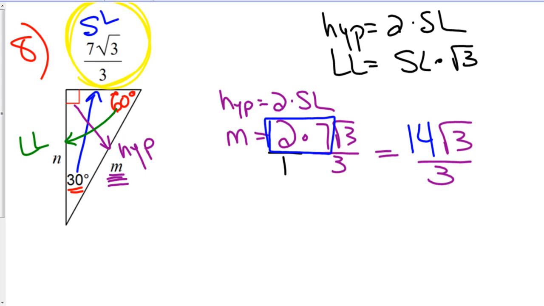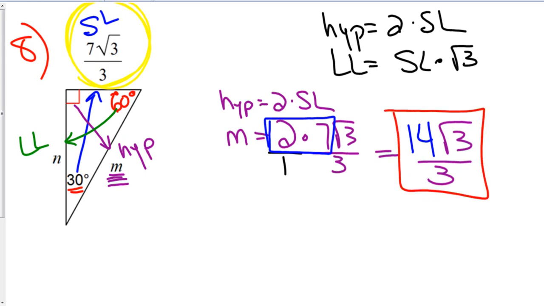If I was able to reduce the 14 and the 3, if they were both even numbers, or if 3 actually went into 14, I would reduce it. But since I can't, there's nothing that I can do. That is the answer. That is my hypotenuse.